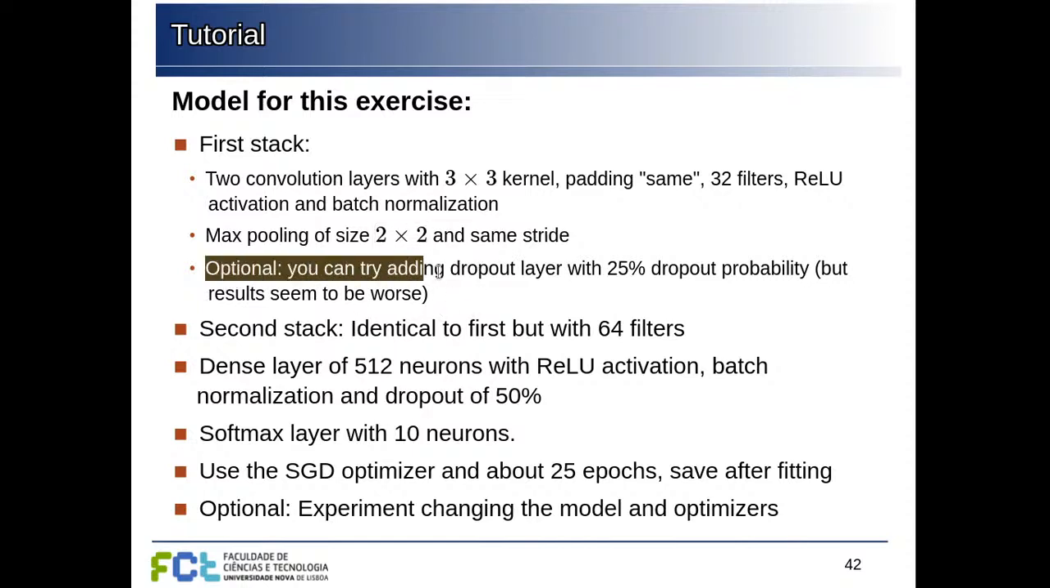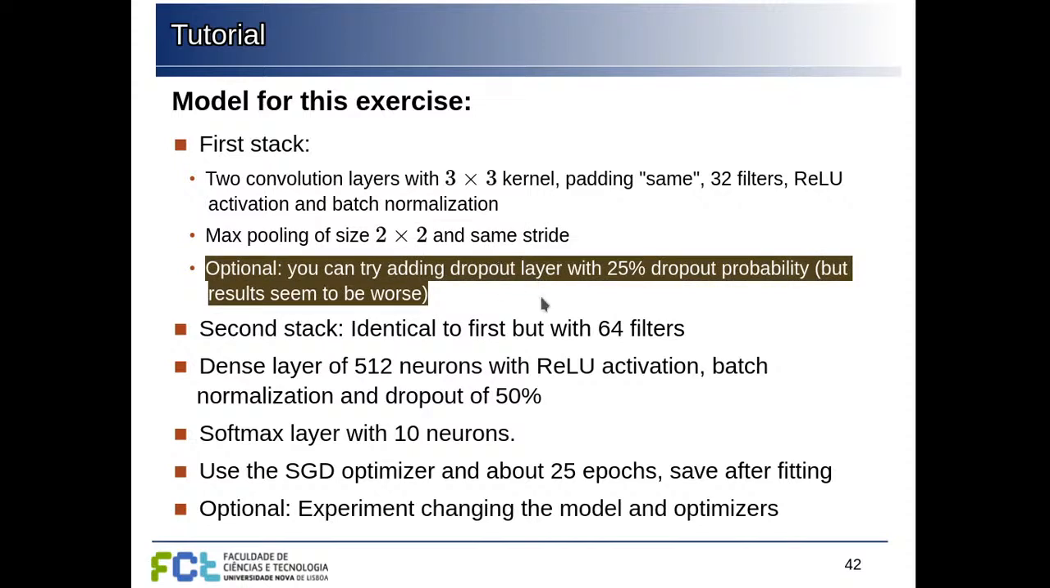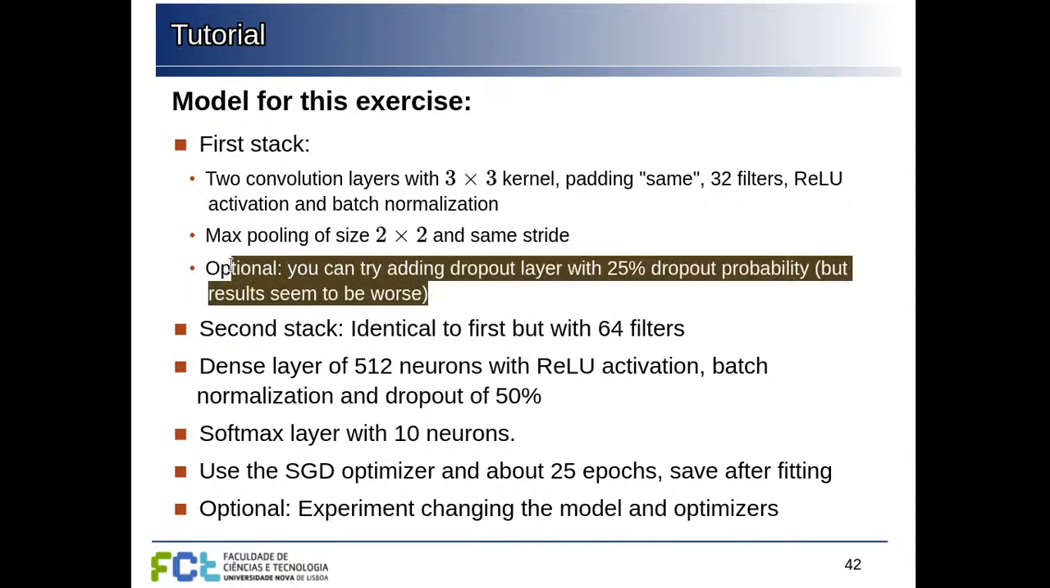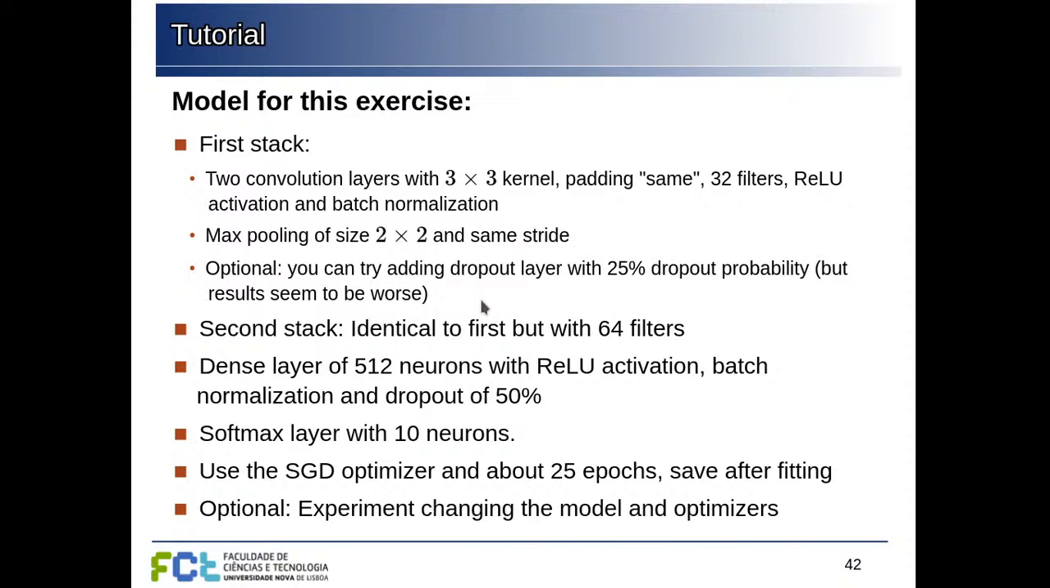If you want, you can try to add a dropout layer after pooling, but remember that dropout in convolutional layers is a bit strange. Don't use a large probability, maybe 25 percent or less, but this is optional. You can experiment to see how it works. I think it works better without dropout, because you are just hiding parts of the image, and in this case, that's not a good idea.